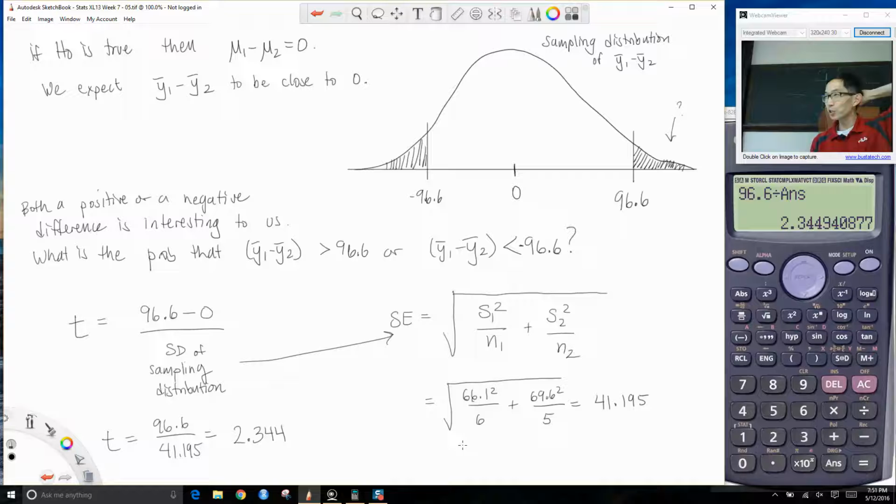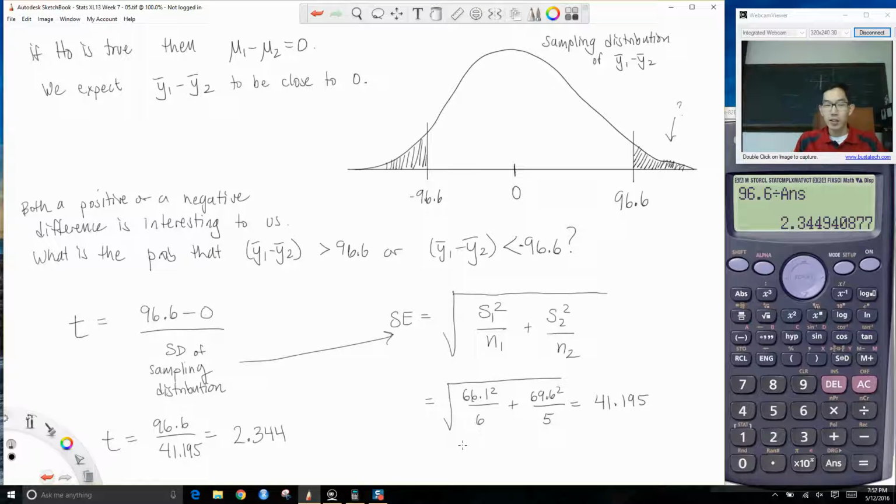It's unusual, right? Our rule of thumb is that if it's more than 2 standard deviations away from the mean, it's unusual to us, okay? And so we're at 2.34 standard deviations, so it's a little bit unusual, okay? So the result we get, a 96.6 difference, would seem unusual to us under the assumption that the populations actually have the same mean, okay?